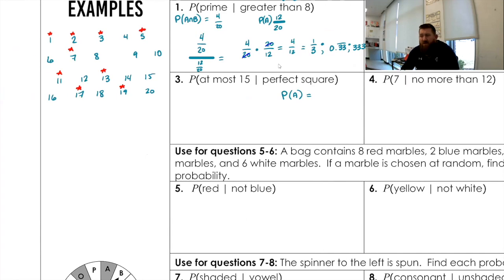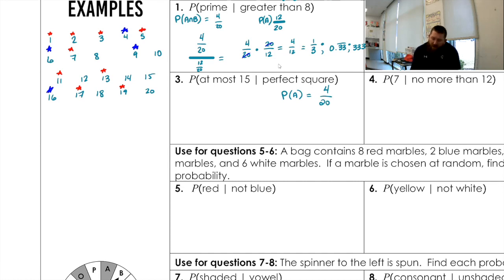So perfect squares are numbers that are multiples of itself. So 4 is a perfect square. 9 is a perfect square. 4, 9, 16. And technically, 1 is also a perfect square. So 1, 4, 9, 16. That's when you multiply two numbers and it comes out to be a square. So 2 times 2 is 4, 3 times 3 is 9, 4 times 4 is 16. Those are perfect squares. So the probability of perfect squares is 4 over 20.